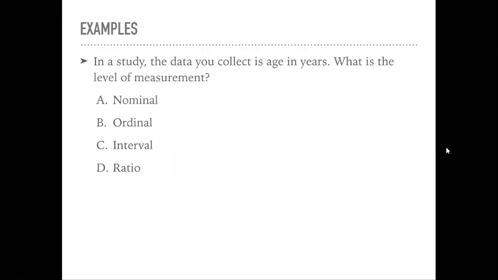In a study, the data you collect is age in years. What is the level of measurement? This is numerical data, so we know that's either interval or ratio. We ask ourselves, does 0 mean nothing? And it sure enough does. So that means that this would be ratio.